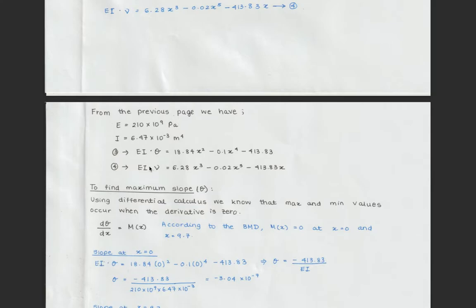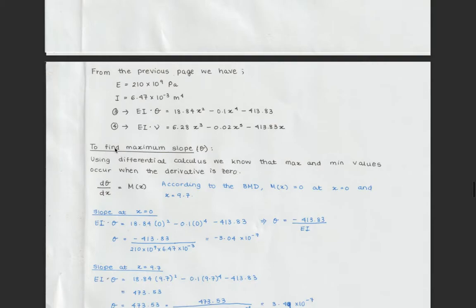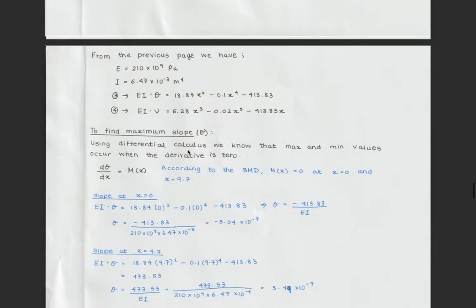I have kept the Young's modulus and the moment of inertia on the left side of the equation, just because I thought that would be easier for me to simplify at the end when I'm finding the maximum slope and deflection. So we've gone on to find the maximum slope next.